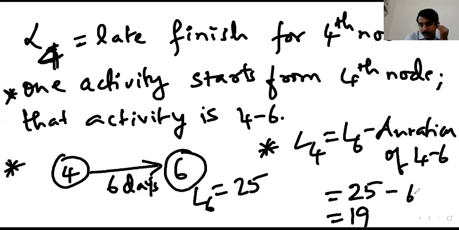So as I told in the previous class, early start calculation starts from the first node and it ends at the sixth node. But latest start or latest finish calculation starts from the sixth node and finishes at the first node. Everything will be reversed in this calculation. That is the reason these calculations are in this particular way.